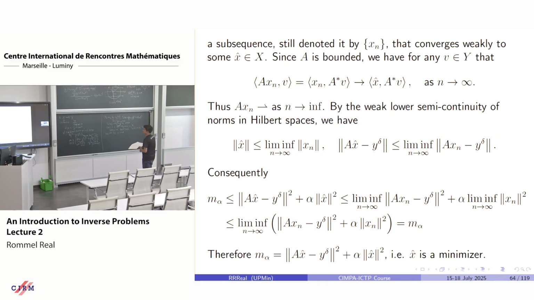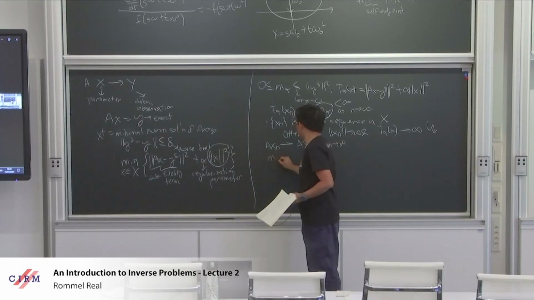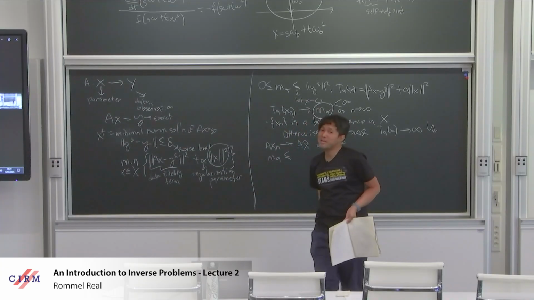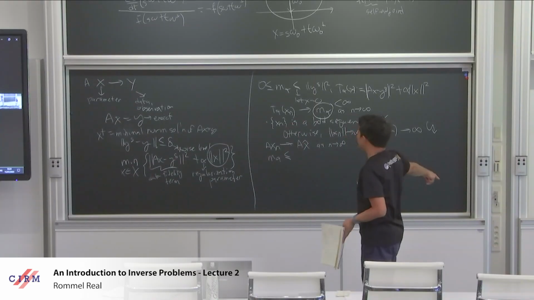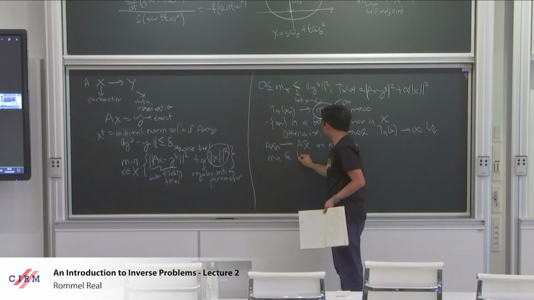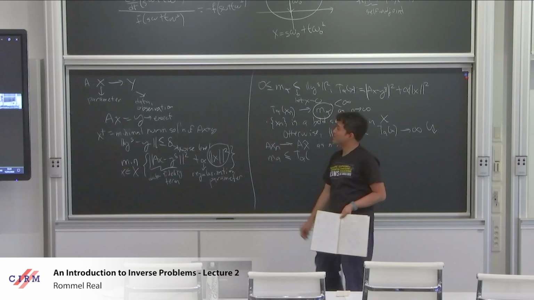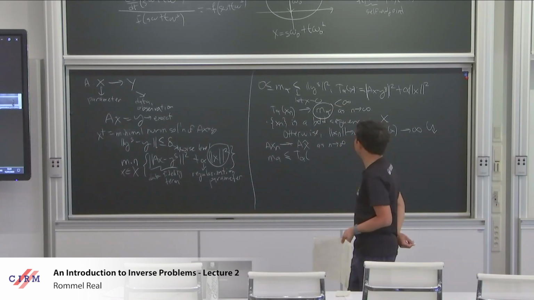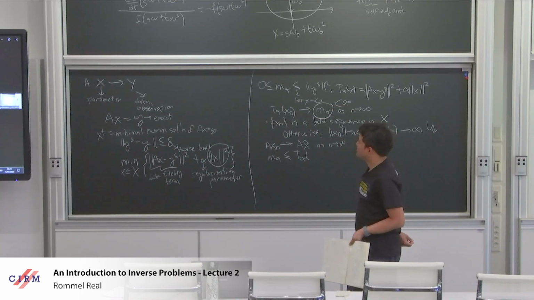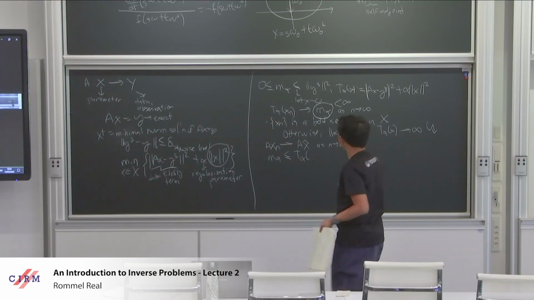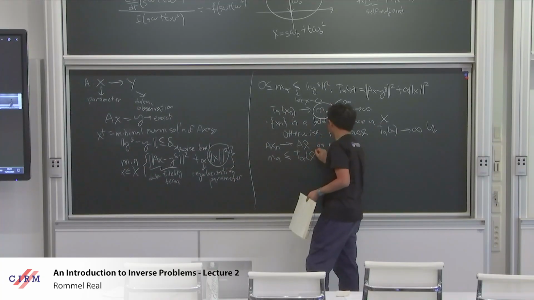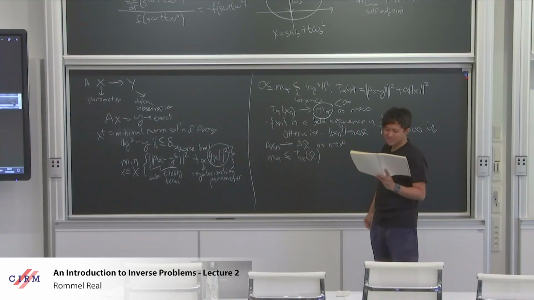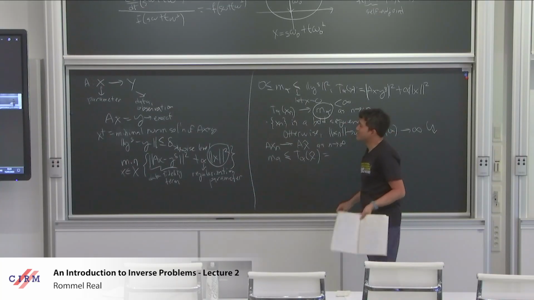now m sub alpha, by virtue of m sub alpha being the infimum, is bounded above by the value of the Tikhonov functional at any point. Any point, I mean. Then here we just let x equal x hat. Because why not? Because it's actually very useful. You will see later on here.